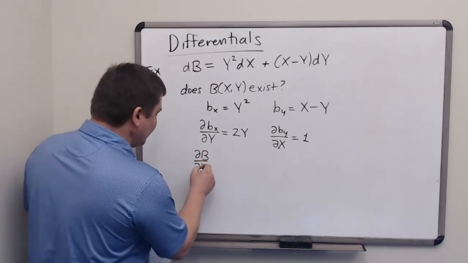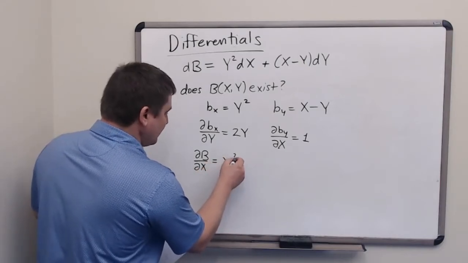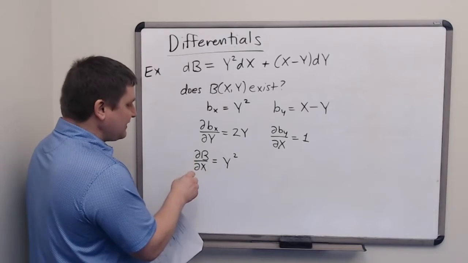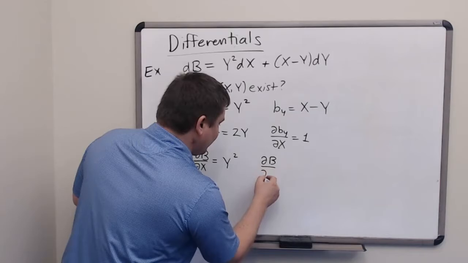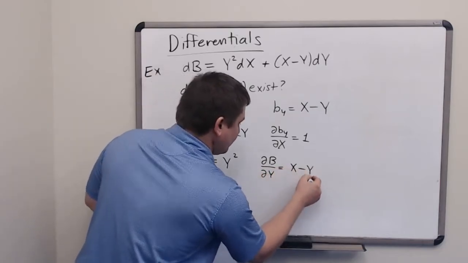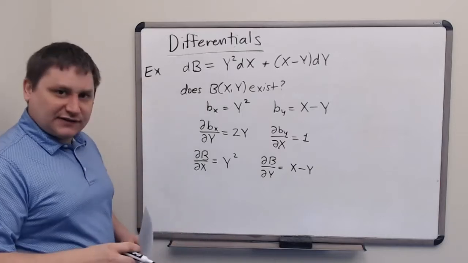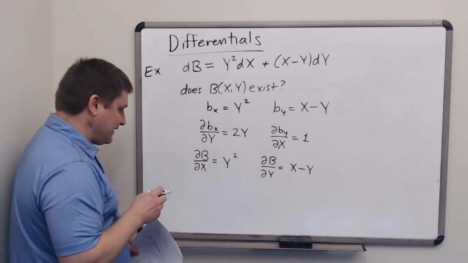Okay, so let's assume the function B exists, and we're looking for a function capital B where its derivative with respect to x is equal to y squared, and its derivative with respect to y is equal to x minus y. Let's try to solve this the same way we did for the function A in the last example.